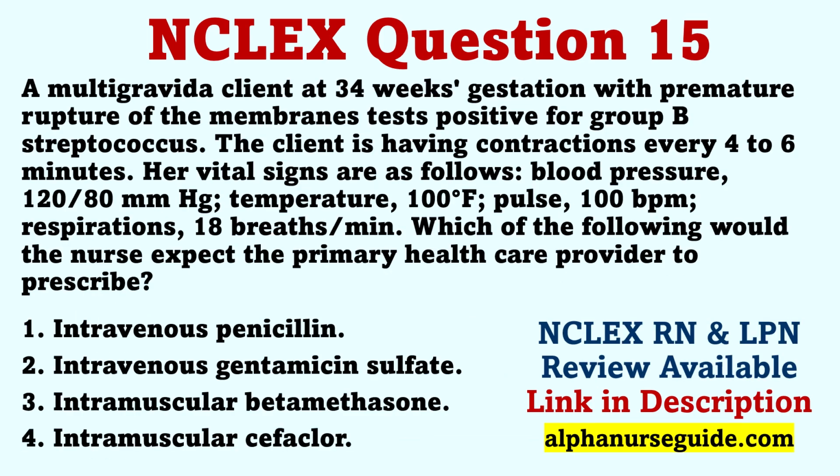A multigravida client at 34 weeks gestation with premature rupture of the membranes tests positive for group B streptococcus. The client is having contractions every 4 to 6 minutes. Her vital signs are as follows: blood pressure 120/80, temperature 100 degrees Fahrenheit, pulse 100 beats per minute, respirations 18 breaths per minute.